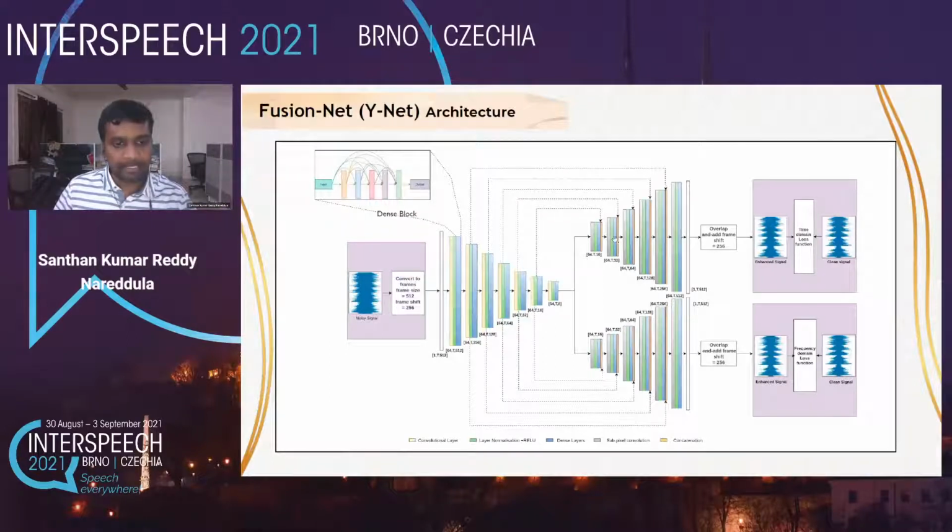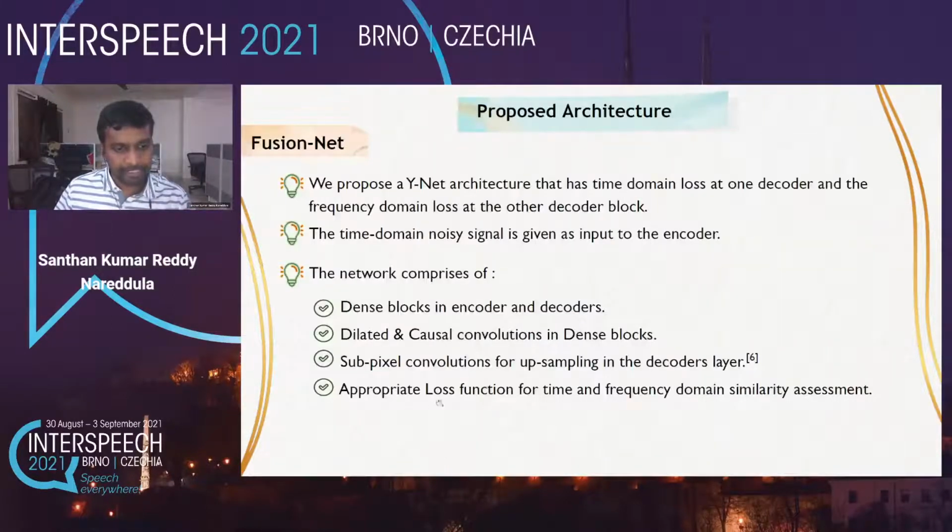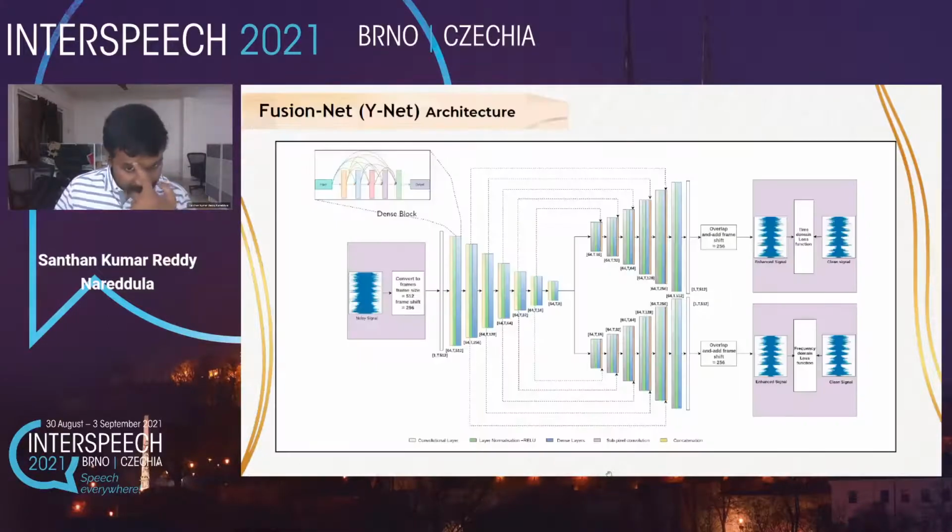For upsampling, instead of transpose convolution, we used subpixel convolutions in order to overcome checkerboard artifacts. When coming to the loss function, we employed a time domain loss function in one of the decoders, and a frequency domain loss function in the second decoder.